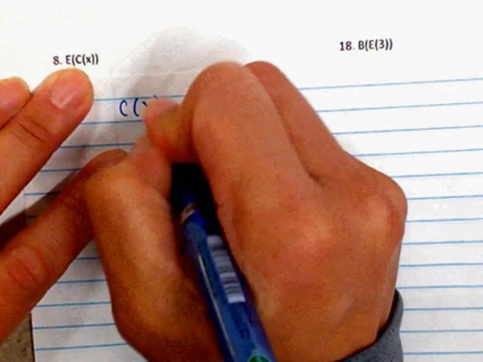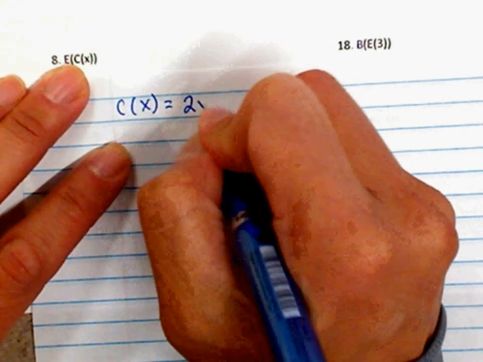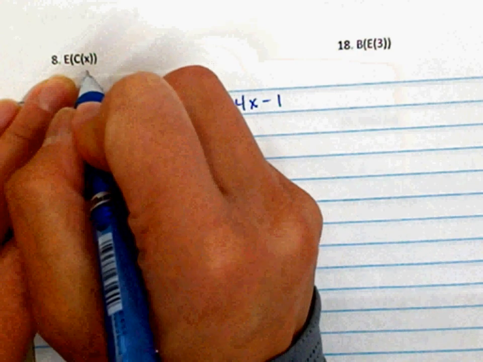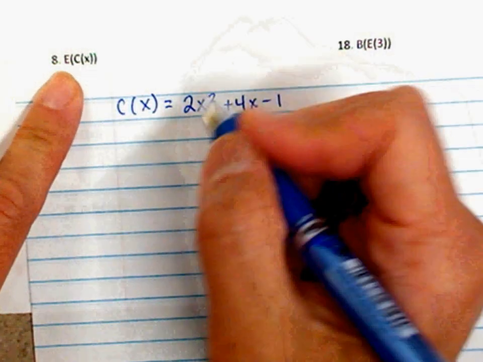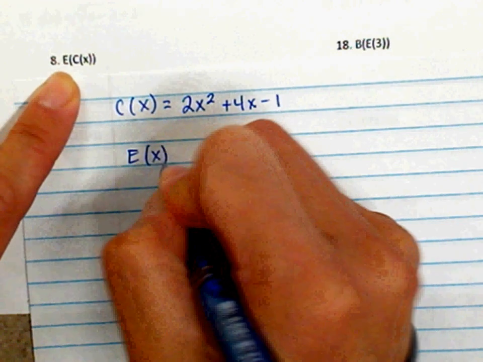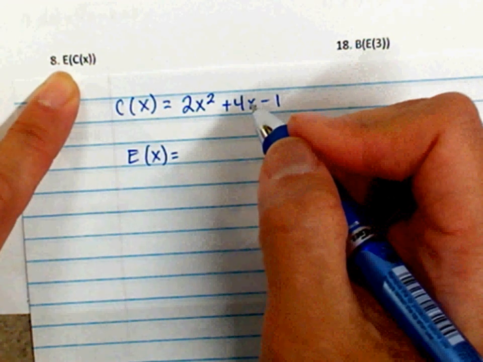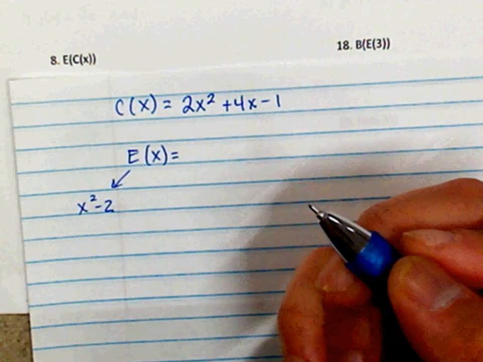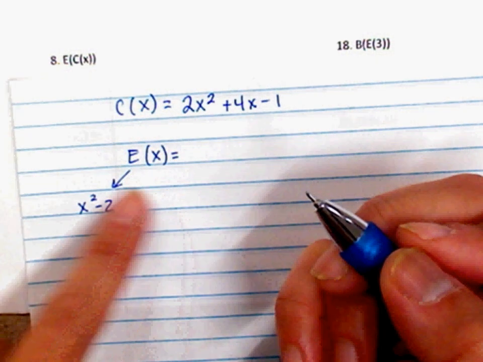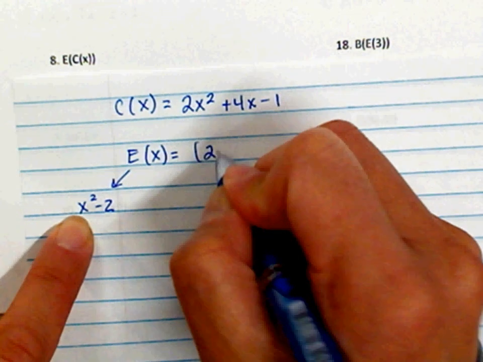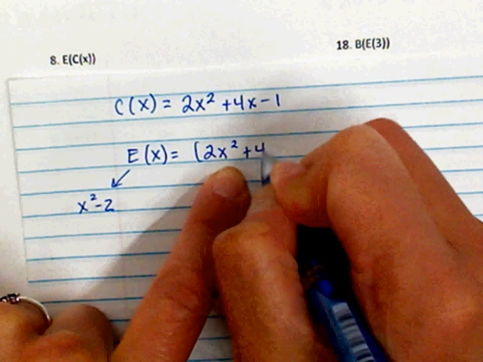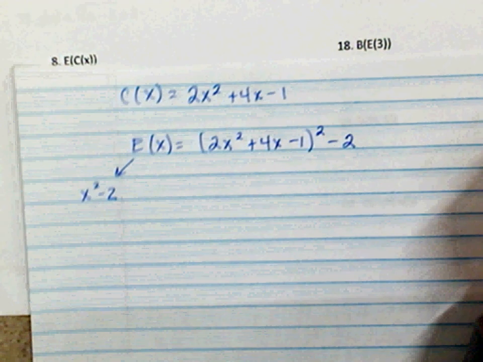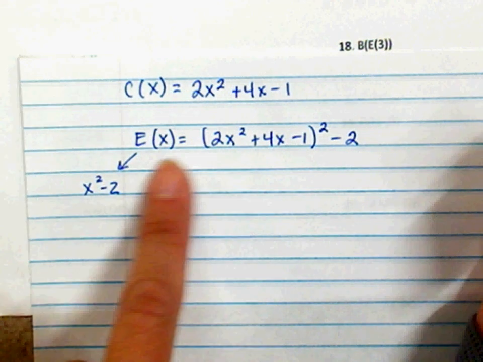My C of X is 2x squared plus 4x minus 1. You see that part? And now I'm going to plug in my E. In E, wherever I see an X, I'm just going to write it right here just so you guys can see. Where I see an X, I'm going to plug this in. So here's my X, so I'm going to plug in 2x squared plus 4x minus 1, squared, minus 2. Do you see how I just plug that in? This is your new X.